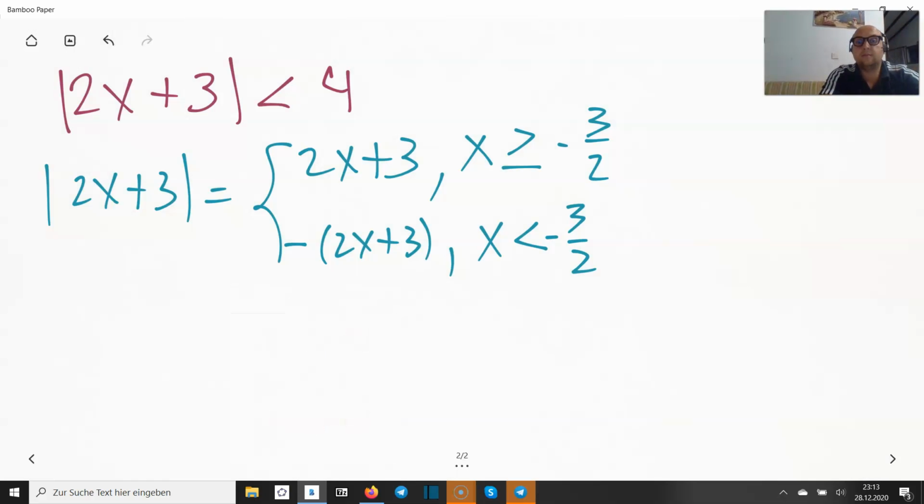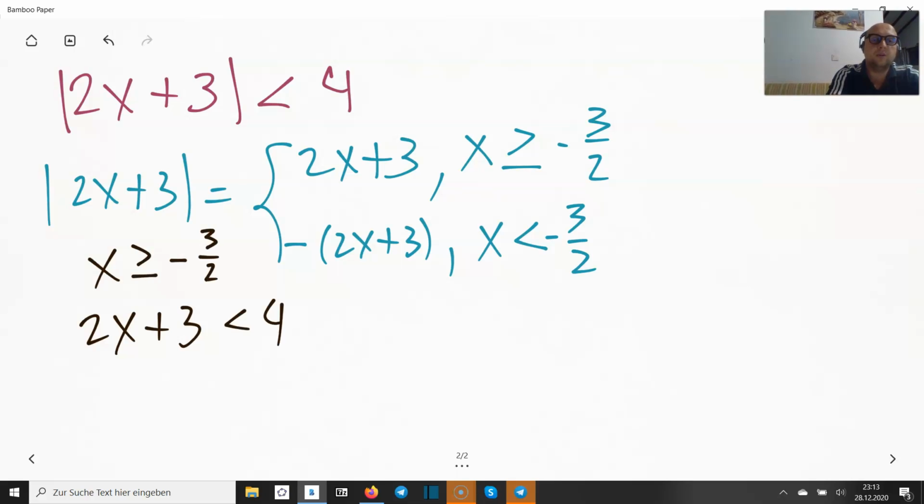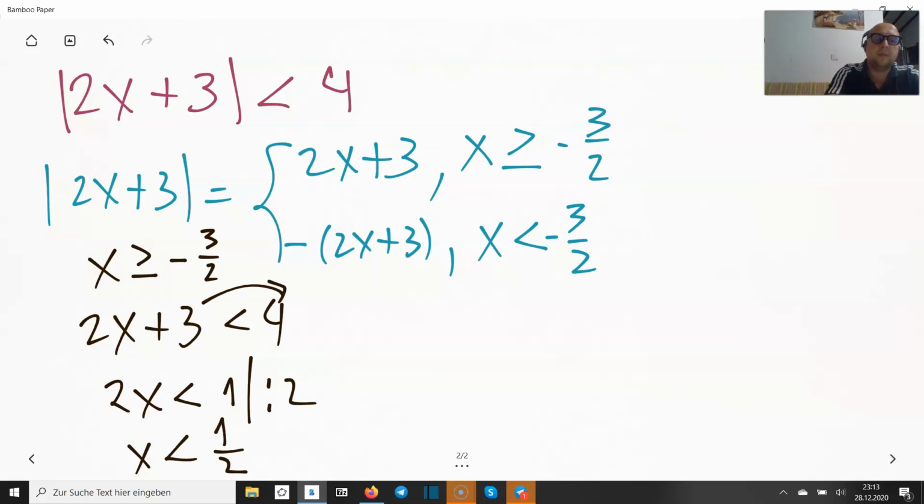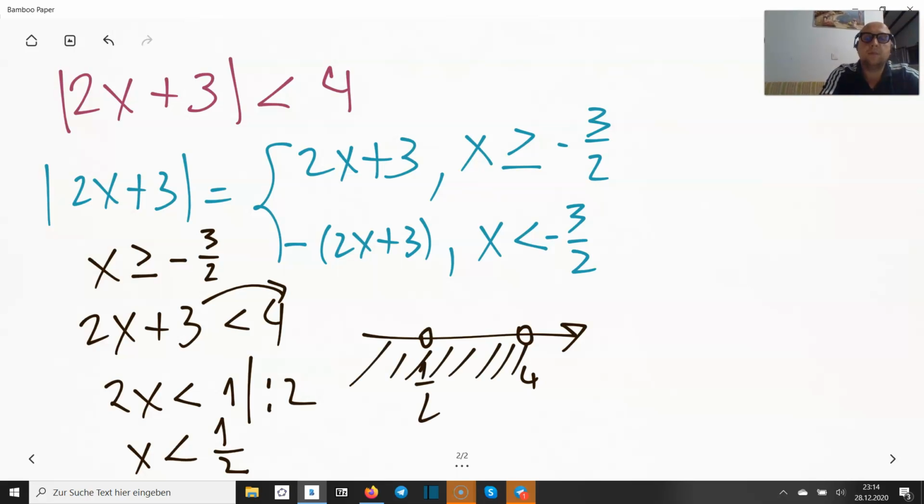And we just do the same. First of all, for 2x plus 3, we consider the case x is bigger or equal to minus 3 halves. 2x plus 3 less than 4, bring 3 to the right-hand side. We get 2x less than 1. We divide by 2 and we get x is less than a half. Where do they meet? Well, they meet if we're less than a half.